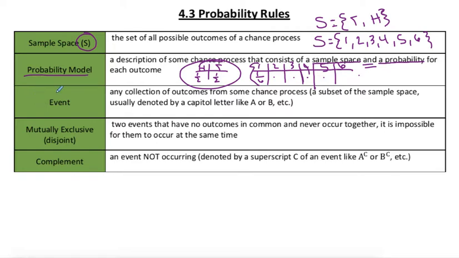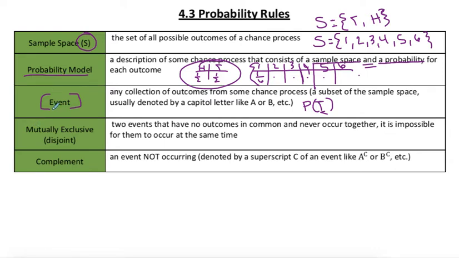When we talk about a probability model, it has all the possible outcomes because it consists of the sample space. If I'm interested in one particular outcome, this is going to be an event. So it can be all of them, or 1 or 2, or any collection of outcomes from the chance process. So it's a subset of the sample space, usually denoted by a capital letter like A or B. Or I could say, what's the probability of T? And now this event is what is happening in this chance process of flipping a coin.